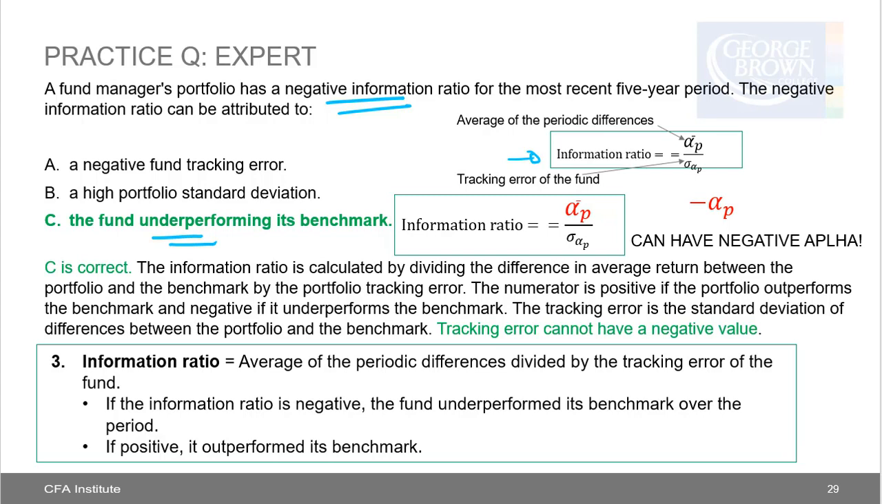So as I said, I just cut and paste. Information ratio equals the average of the periodic differences divided by the tracking error of the fund. Information ratio is negative, fund underperformed the benchmark; if it's positive, it outperformed.